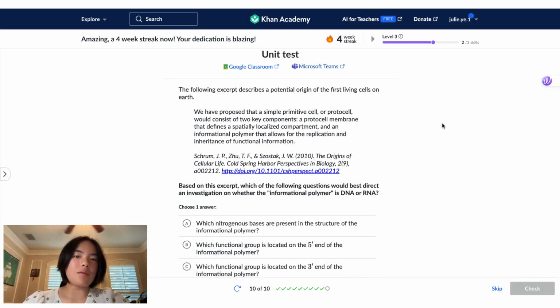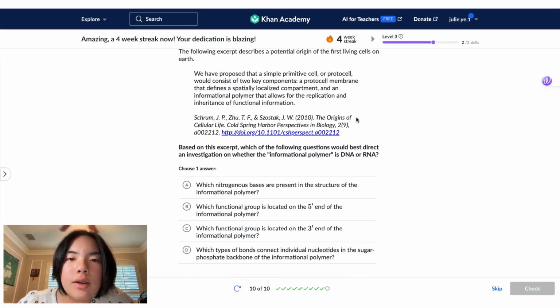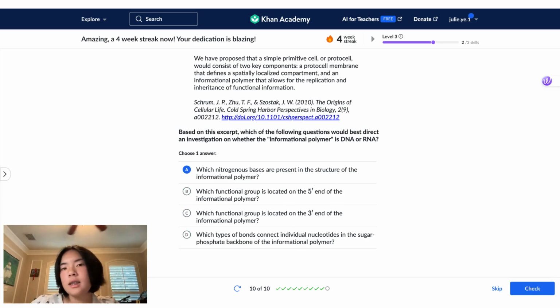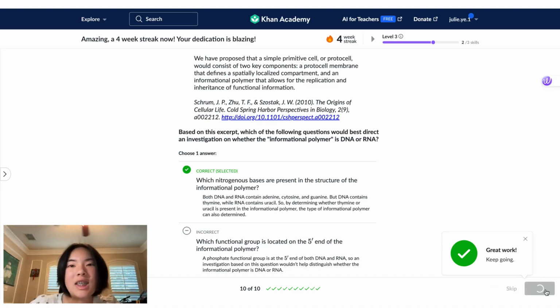Last question. Good job, everyone. Okay. You don't have to read this, it's useless information. Just read the question first. Which of the following questions best direct an investigation on whether the informational polymer is DNA or RNA? Which functional group? Nope. Okay, it looks like it's nitrogenous bases because DNA is G to C, A to T, RNA is A to U, aka uracil, and G to C.